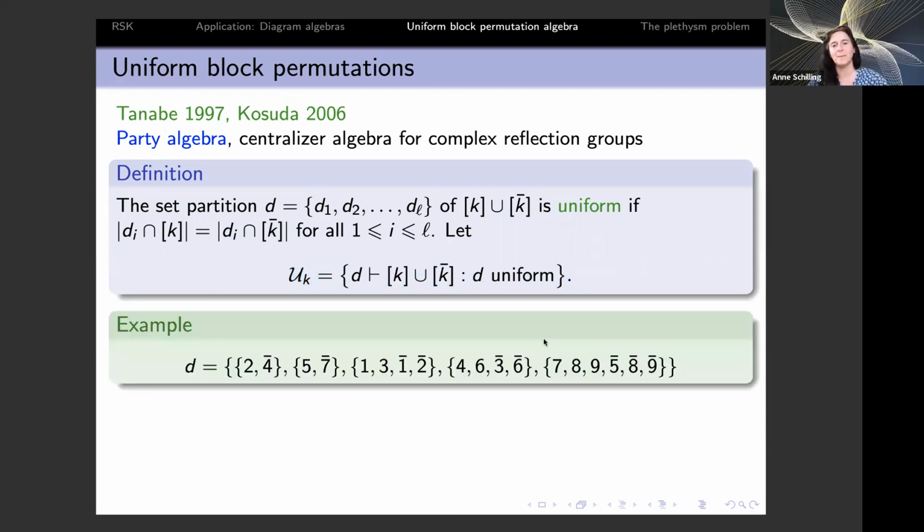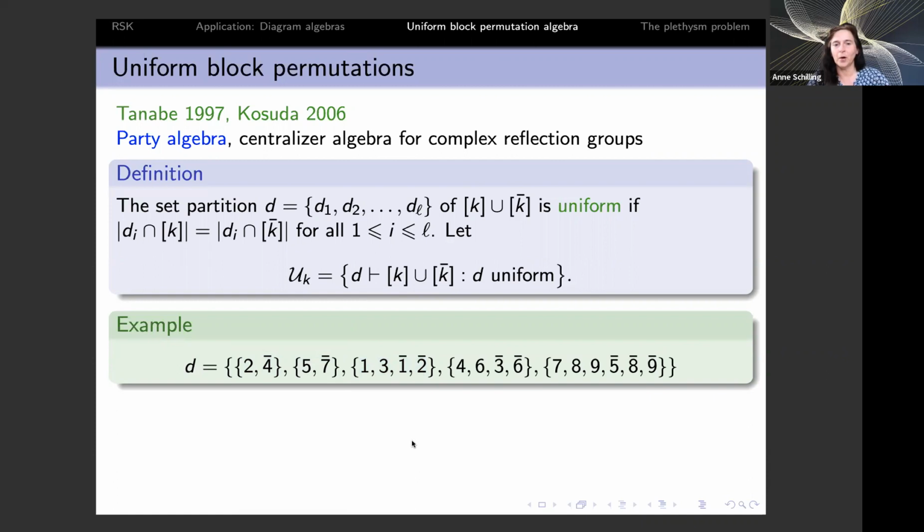So here's an example. Here my k is again 9. And I claim this is a uniform block permutation, because you can see that every block indeed has the same number of barred and unbarred letters. The first block has 1 unbarred and 1 barred letter. The third block has 2 unbarred and 2 barred letters, and so on.